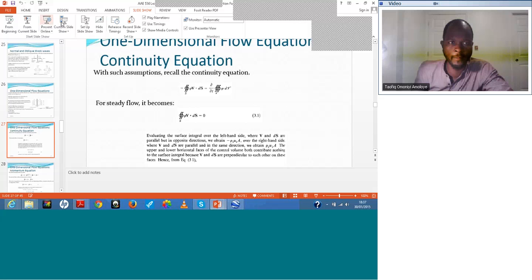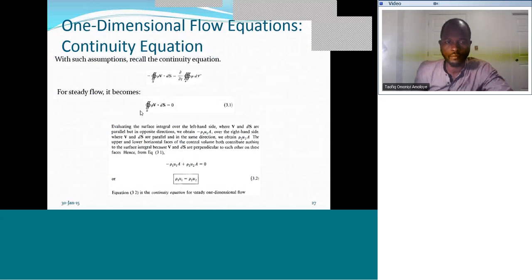Because we are assuming steady flow, this part of the equation goes to zero. So we are just going to be left with the integral of the mass flow rate is equal to zero. That just means that the inflow is equal to the outflow. So, in order to get the one-dimensional equation, we need to evaluate this on all the surfaces of the control volume drawn.